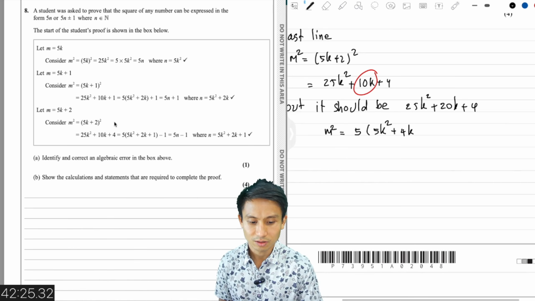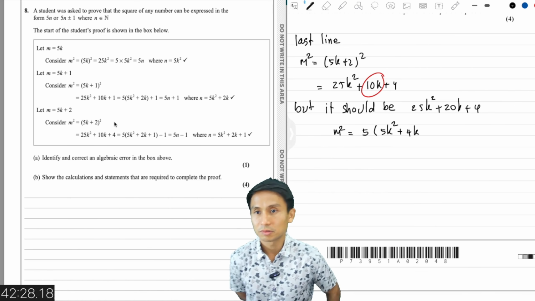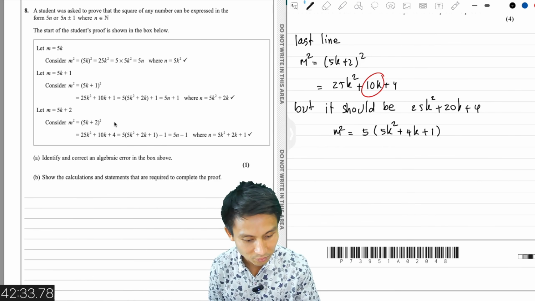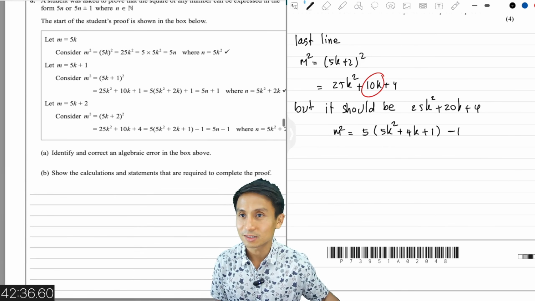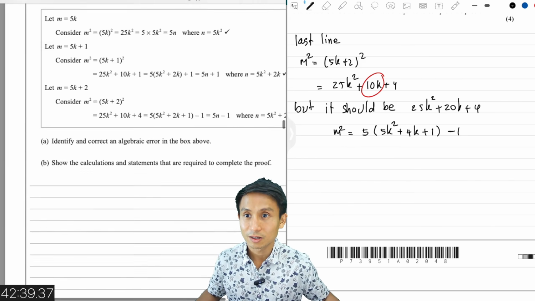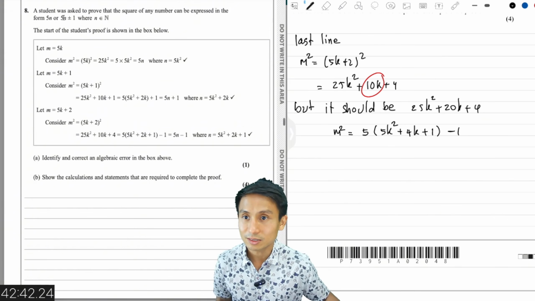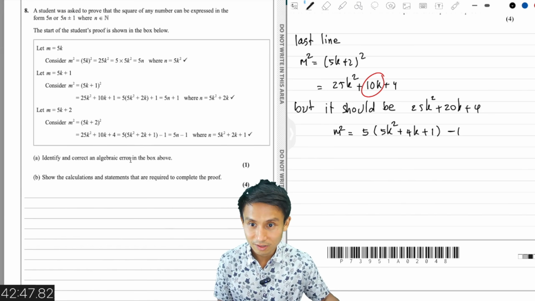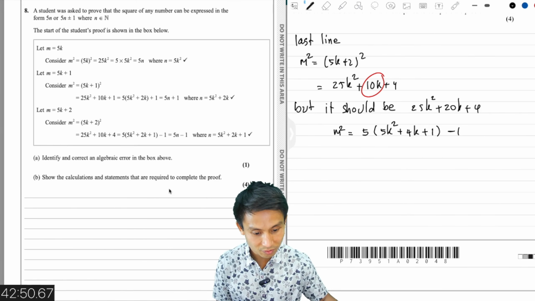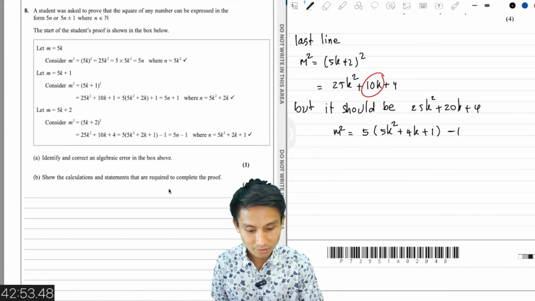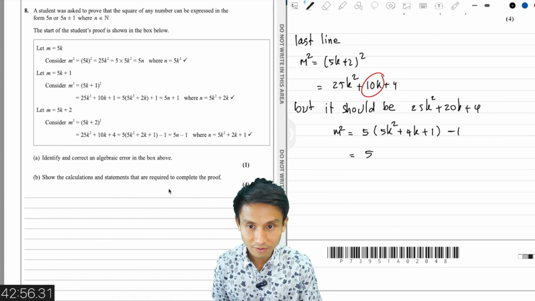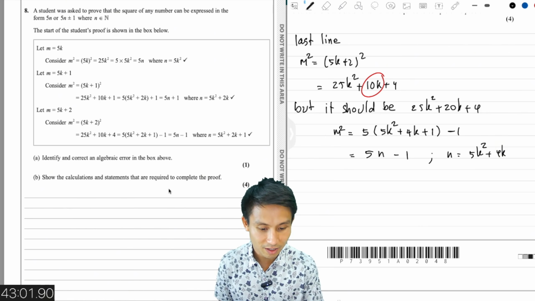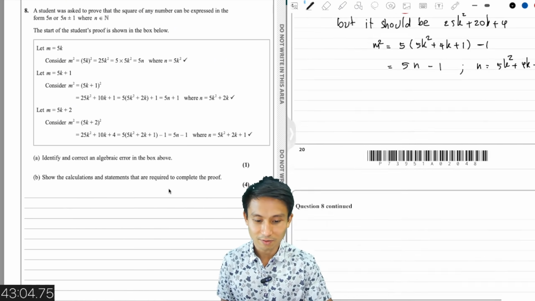Interesting. Hang on. It's shown in the box. All right, okay, so that's fine. We keep the plus 1 here and minus 1, because this is telling you that you can do plus or minus 1. So this works, right? Let me just check my math again. 5 and then you get 4. All right, that's fine. So this is 5n minus 1, where n is 5k squared plus 4k plus 1. So that's part A done, right? That's it.